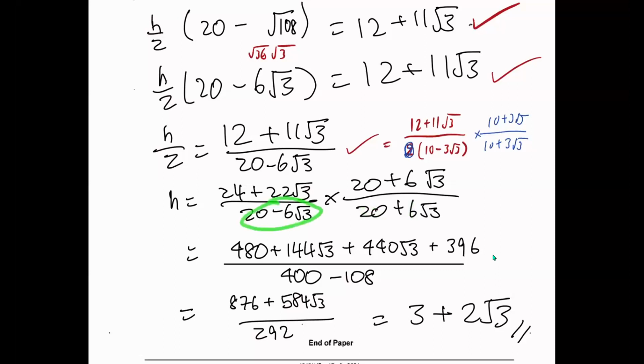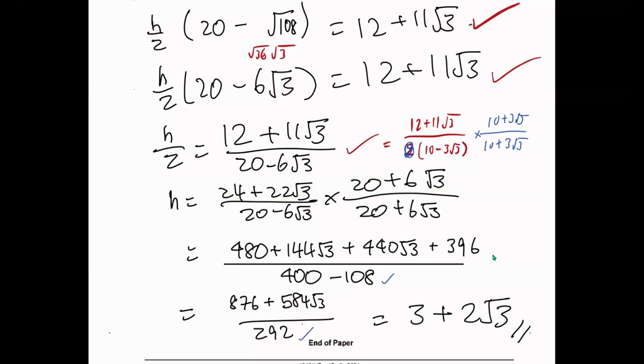Okay, so a minus b times a plus b, what do you get? A square minus b square. So 20 bracket square minus 6 root 3 bracket square. You end up with 400 minus 108, which is 292. Okay, yes, the denominator is okay. How about the numerator? Let's see. So we get a plus b times a plus b. Okay, sorry, it's not a plus b again. It's c plus d, different.